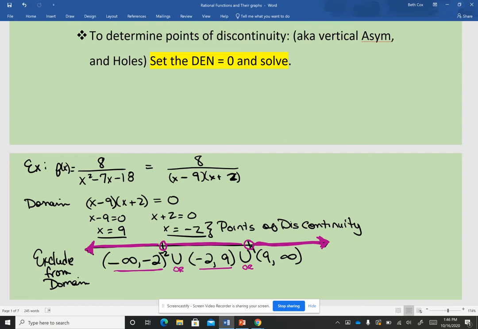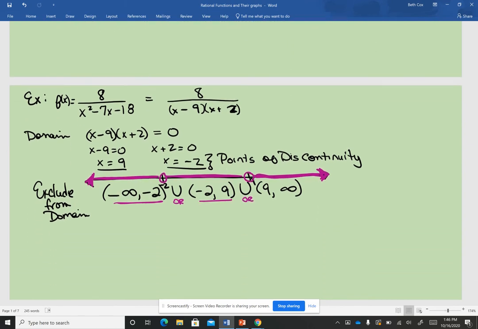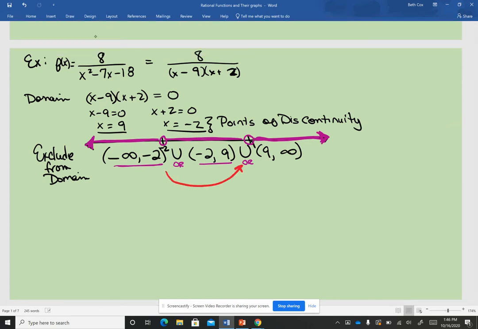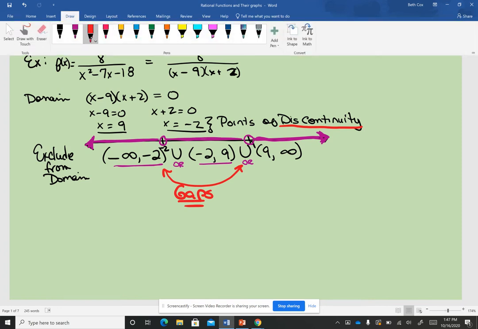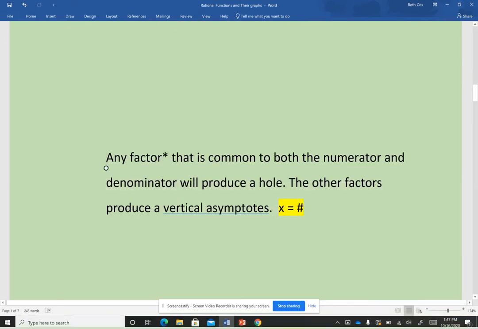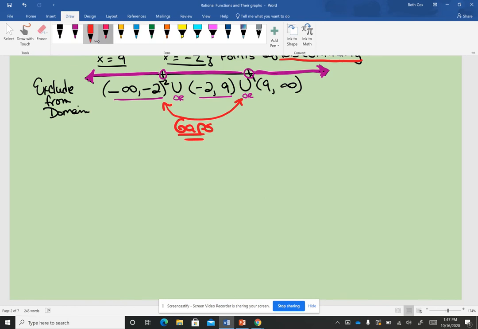Now, what about the graphs? They're called points of discontinuity because they are discontinuous. Discontinuous means not continuous. There are gaps. Since there are gaps in our domain, there are gaps in our graph. That's what makes it discontinuous. So what happens? Well, there are two types of discontinuity, two types of graphs that we have to deal with.